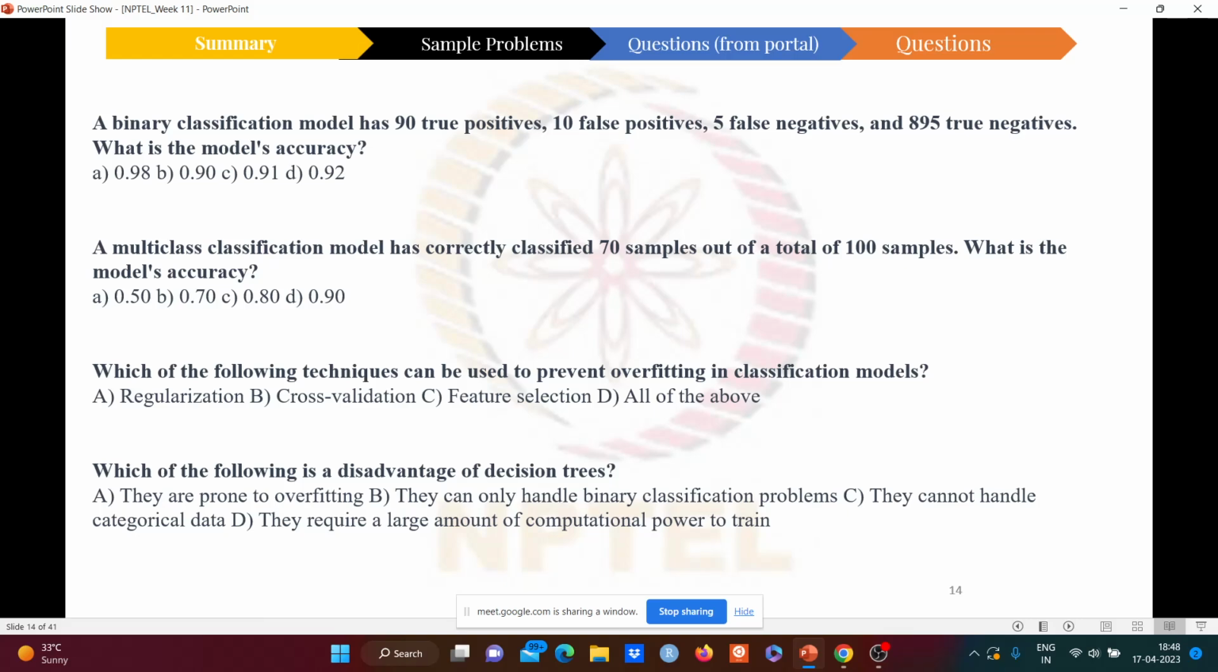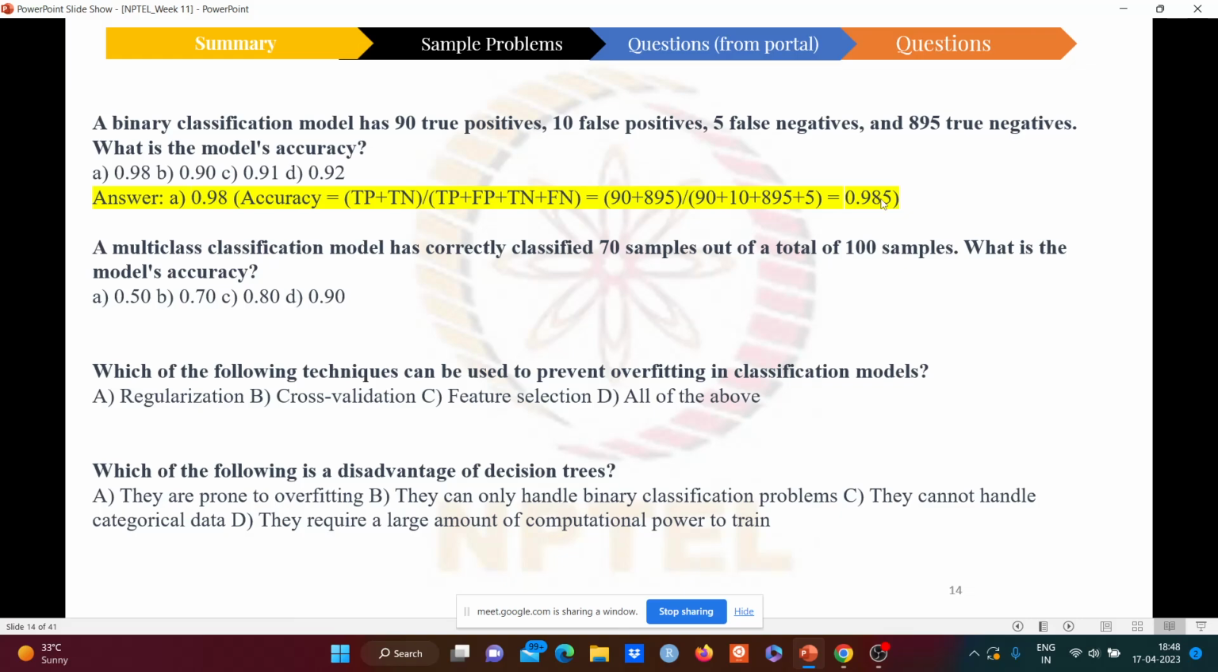0.98 is the answer that I got. Yeah, it is the right one. As I mentioned, accuracy is sum of correctly predicted instances by all the instances. So true positives and true negatives are correctly predicted ones. So 90 plus 895 divided by sum of all the instances gives rise to 0.98.